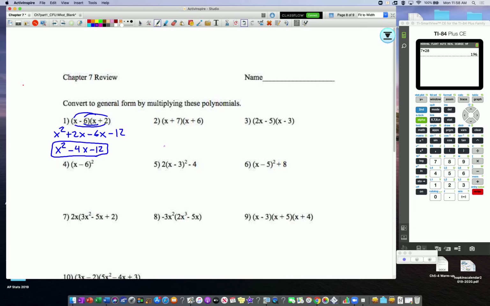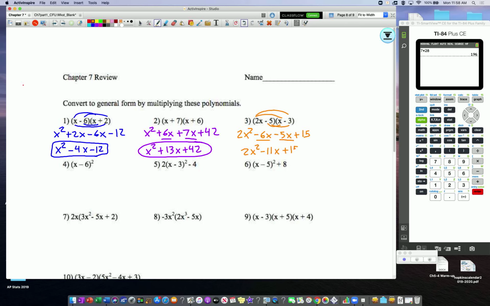All right, second one, FOIL again. X squared, outside, 6x. Inside, 7x. Last, 42. Combine like terms, x squared plus 13x plus 42. Last one in this row, when I FOIL, 2x squared, then I have minus 6x, inside, minus 5x, last, plus 15. Combine those middle terms, 2x squared minus 11x plus 15.